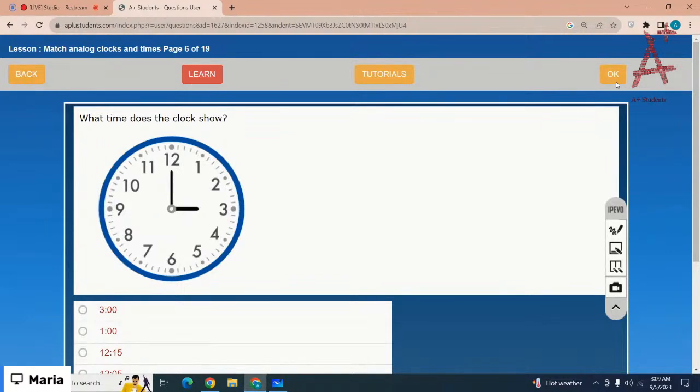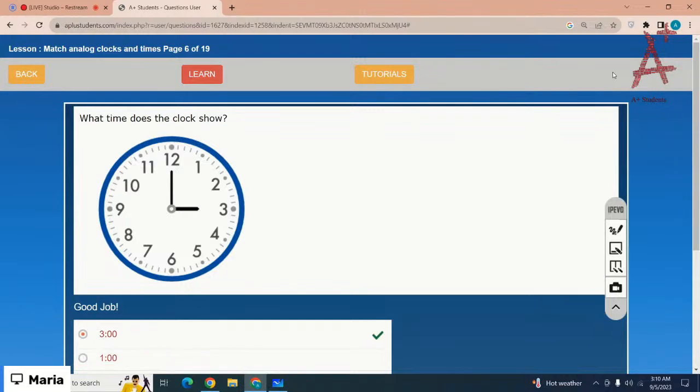What time does the clock show? Which is the correct option? The clock shows 3 o'clock. The correct option is option number 1. The clock shows 3 o'clock, or 3 hours 0 minutes, right?